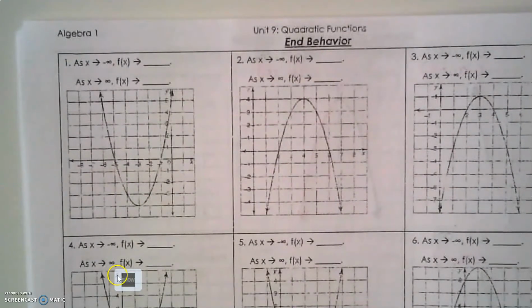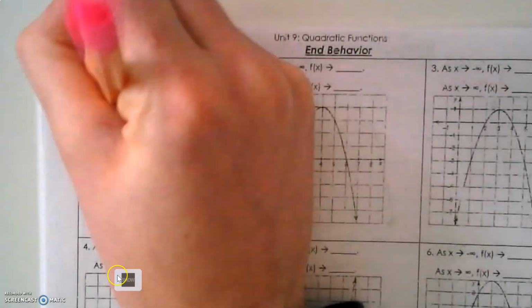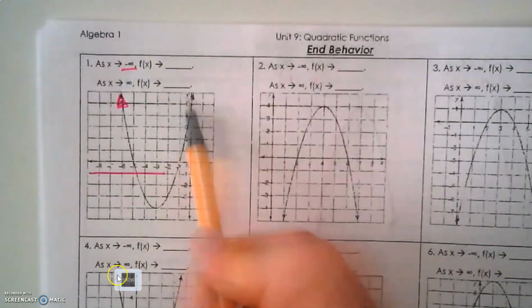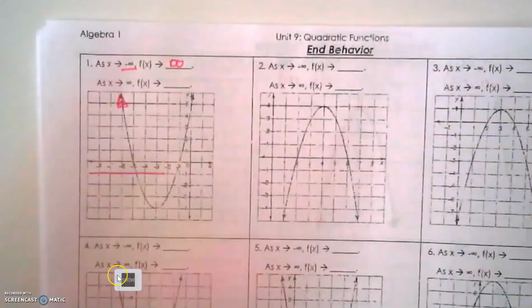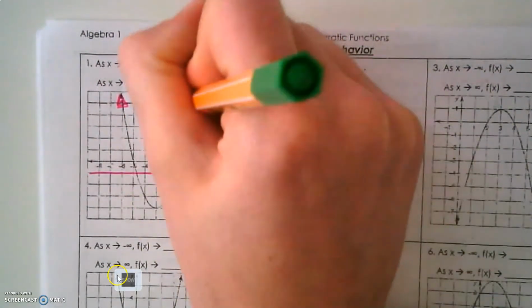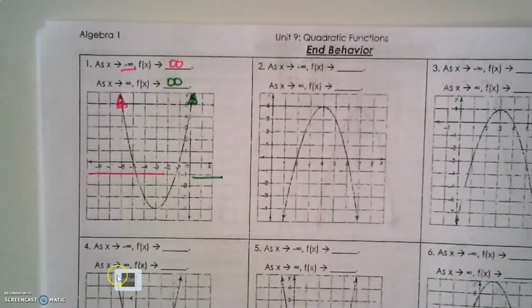So my x values are negative. Well, here where my x values are negative, but my parabola is opened up. Since it's opened up, it's pointing towards these positive values. Similarly, with these positive x values, this arrow is still pointed up, so it's going to be a positive infinity.